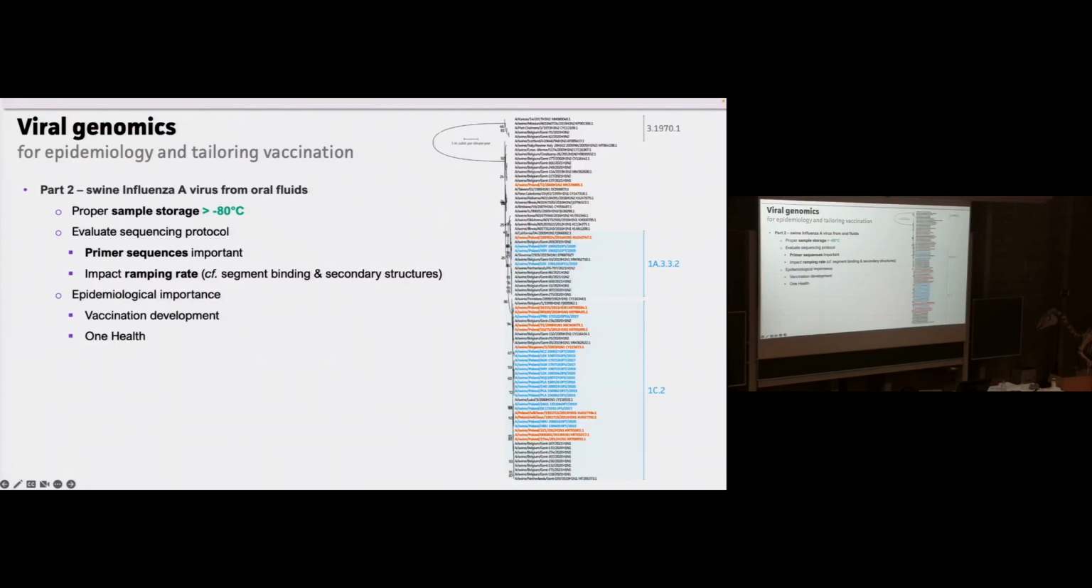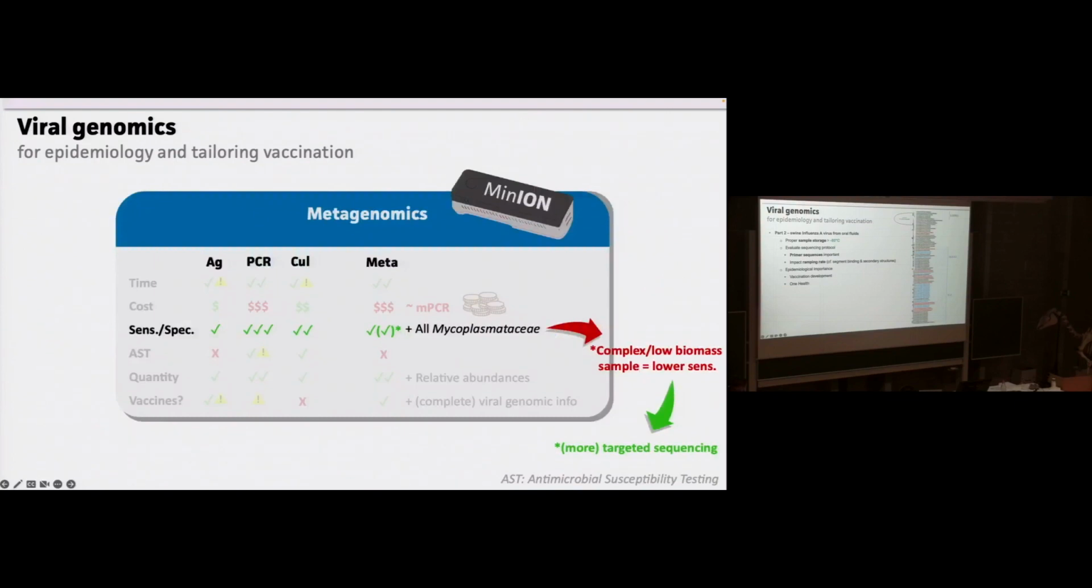You might think, why do we want to know this information? It's actually quite important to know which influenza strains are circulating, because they are zoonotic pathogens. They can infect humans as well. So we want to know which strains are circulating in pigs. We also want to know them for vaccine development, and it's very important from a One Health perspective.